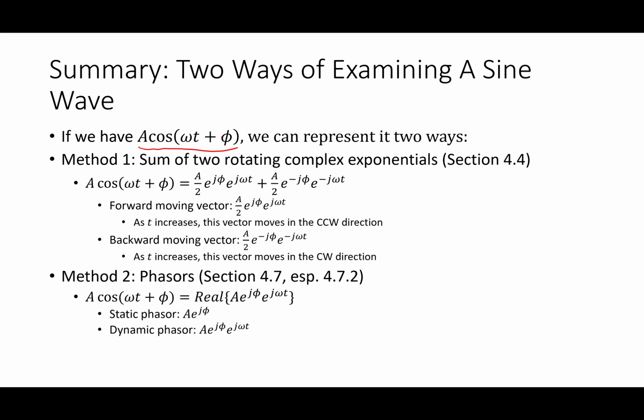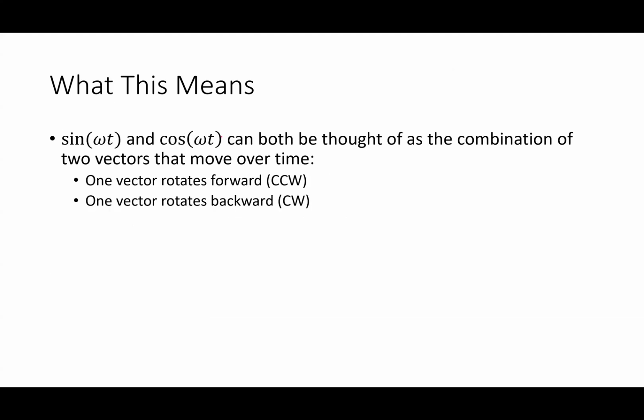Basically, I have two ways of thinking of this thing. I can think of it as two rotating complex exponentials, or I can think of this thing as the real part of some complex numbers. I'm going to dive into these things a little bit more in the next 30 minutes or so. But what we just talked about, I kept it simple. I said, what happens if I have 4e to the j omega t? I'm going to keep it simple for now, but I want to expand that into something a little bit more complicated as we go. So I'll come back to that.